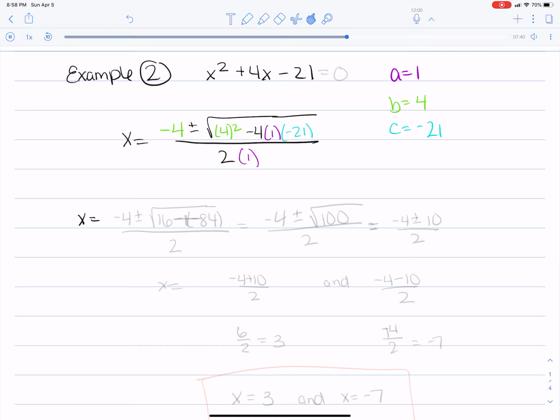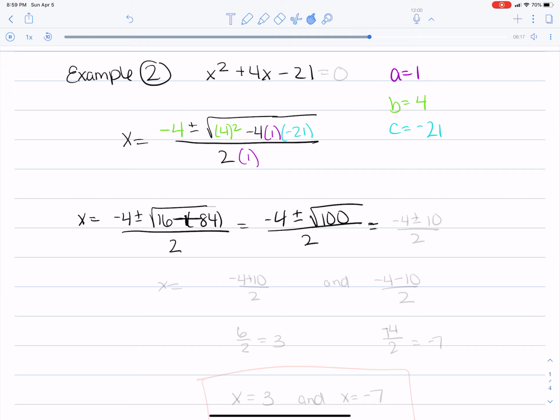Right, so we're going to simplify this a little bit inside the radical. So we have negative 4 plus or minus, well, 4 squared is 16 minus 4 times 1 times negative 21, which is going to give me negative 84. And it's all over 2 times 1, which is just 2. So now we're going to take negative 4 plus or minus the square root. So I have 16 minus negative 84. Again, that becomes a plus. So we add them together. 16 plus 84 is going to give me 100 all over 2.